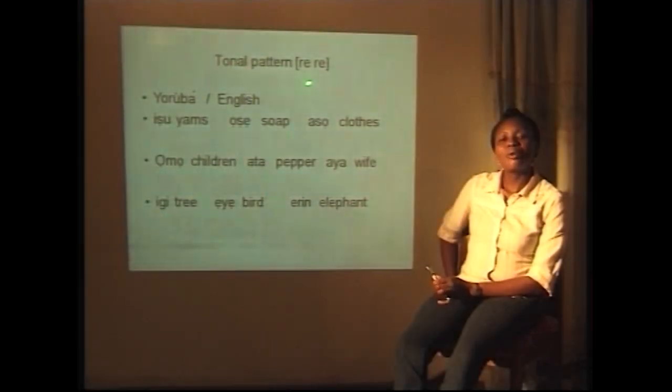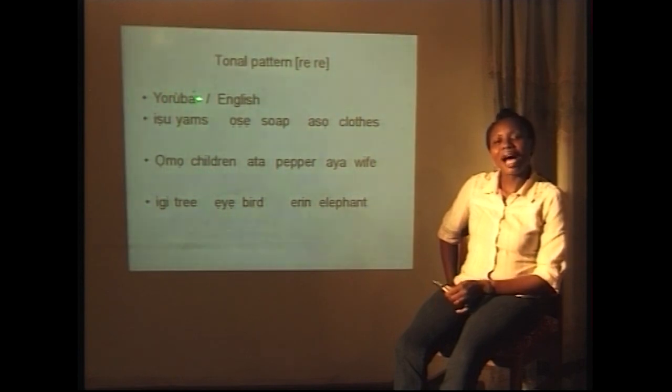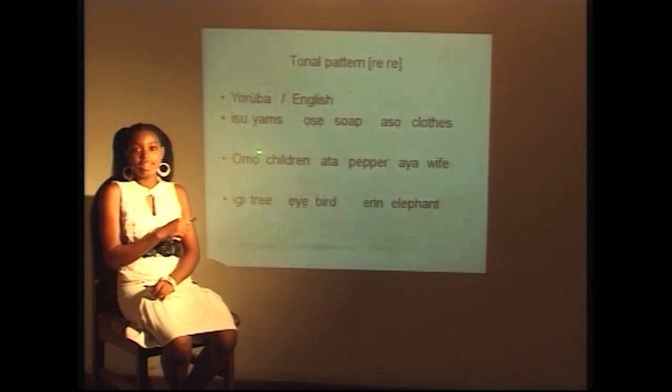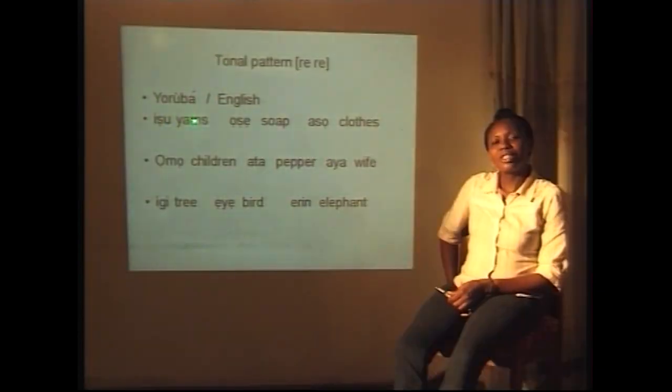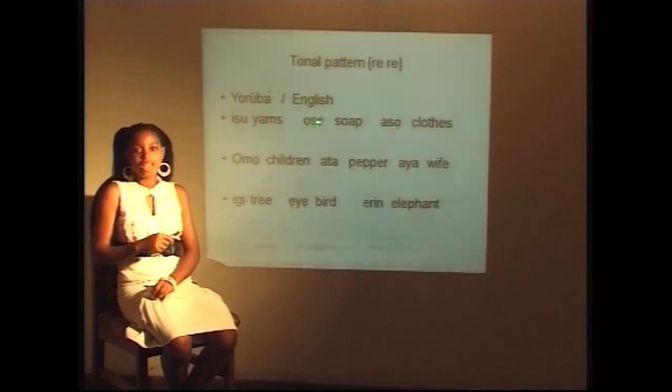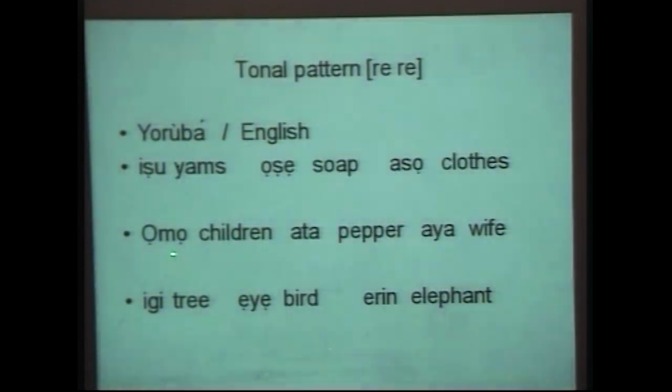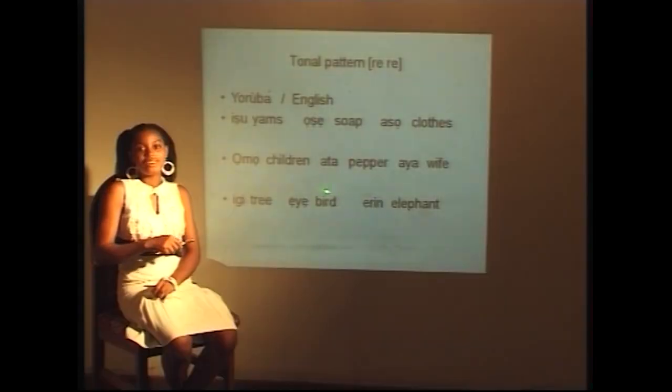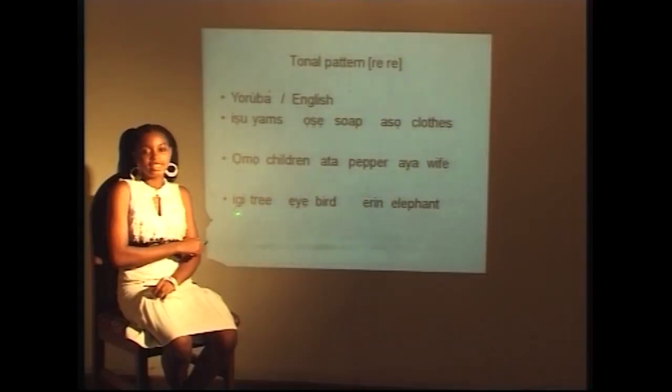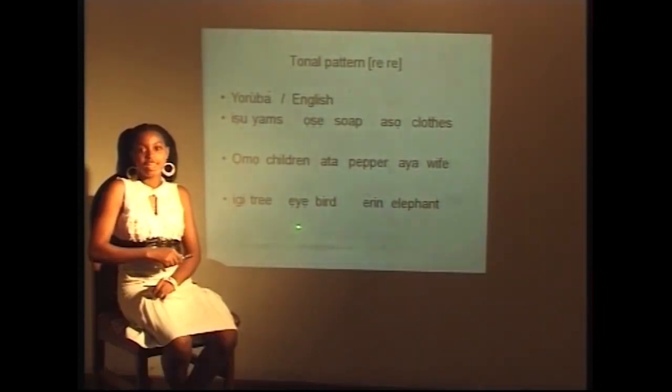Tonal pattern. Re re. Yoruba and English. Re re, ishu, yams. Re re, oshe, soap. Re re, asho, cloth. Re re, omo, children. Re re, ata, pepper. Re re, aya, wife. Re re, igi, tree. Re re, eye, bird. Re re, erin, elephant.